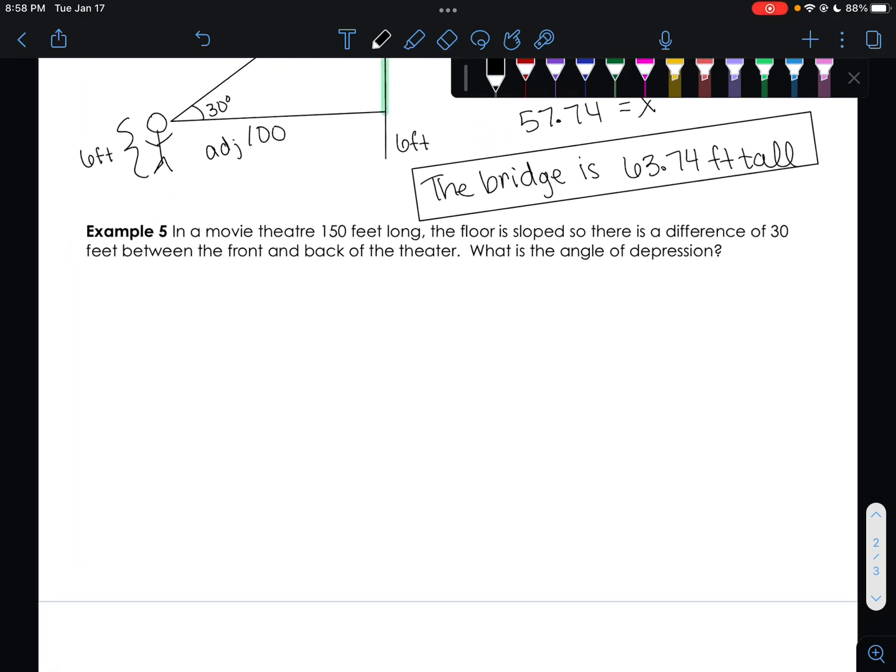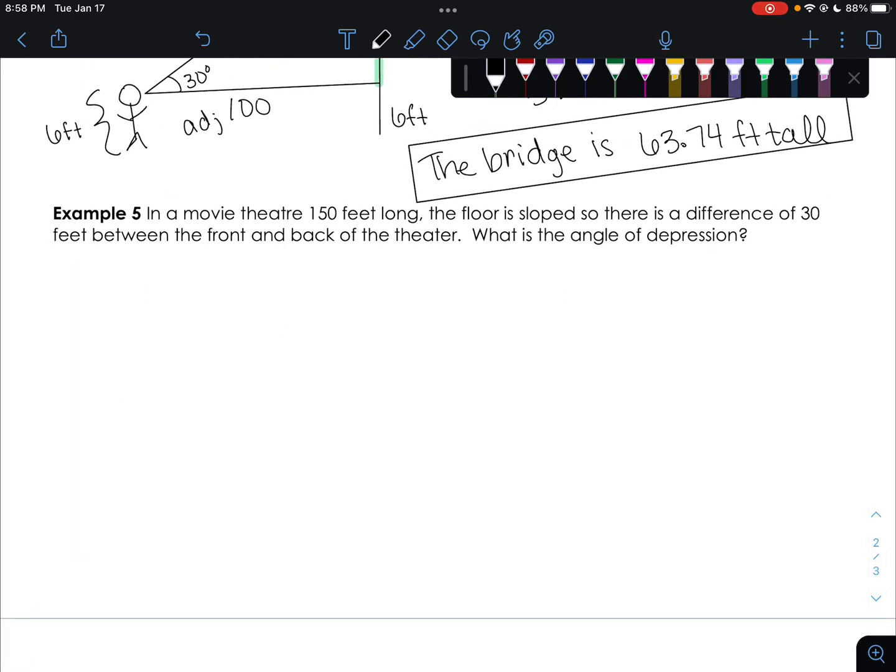Boom. Moving on to the last example. And if you have any questions, please make sure you're writing them down and make sure you ask. That way you can get help. So in a movie theater 150 feet long, the floor is sloped so that there is a difference of 30 feet between the front and the back of the theater. What is the angle of depression? So we have a movie theater. We know that it is 150 feet long, and from the front to the back, it's 30 feet. So we want to find the angle of depression.